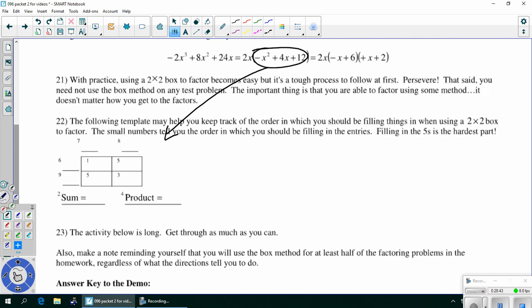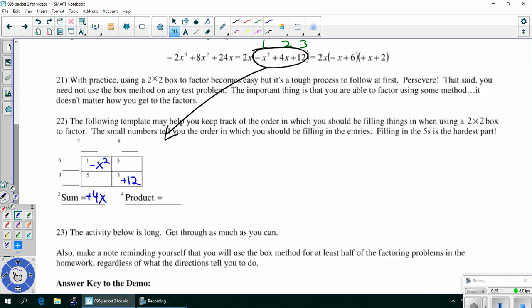So you can see these little numbers that I've put in here. They're telling you the order in which you're supposed to fill things in this template. So 1, 2, and 3 are the things that were given in that order. So we put them in the box in that order. Number 1 is the negative x squared. That goes in the box labeled 1. The second thing up there is plus 4x. That goes where this 2 is, which is where the sum is. Plus 4x there. The third thing given is that plus 12. That goes in the box with the 3.